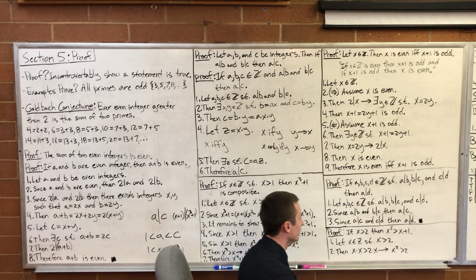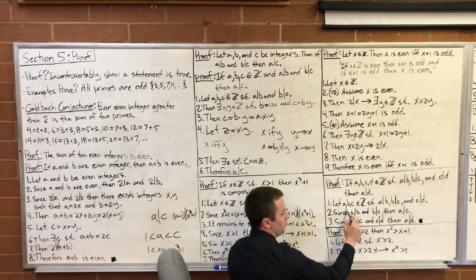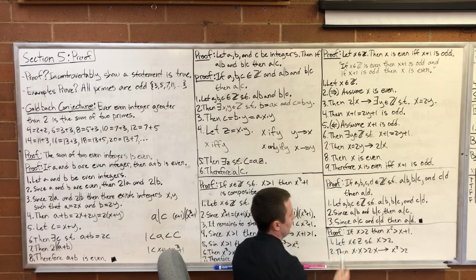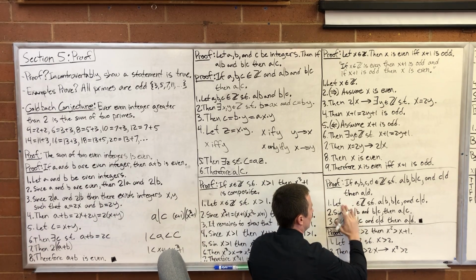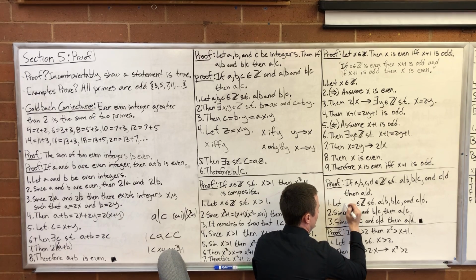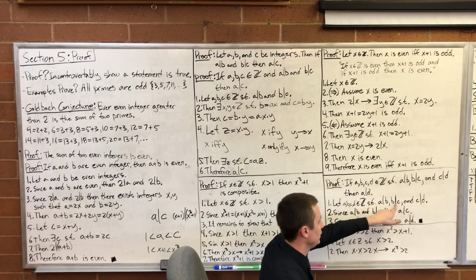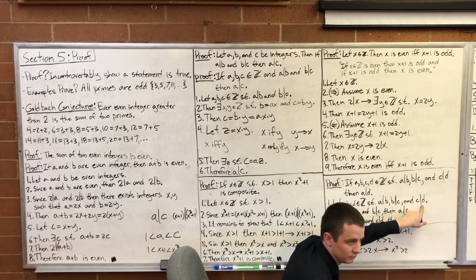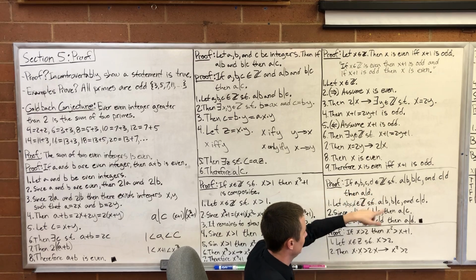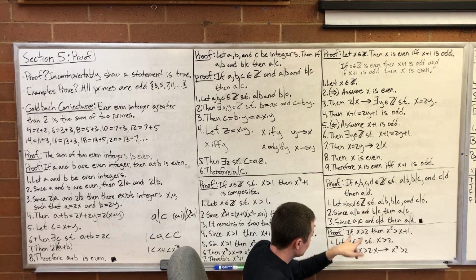Let's prove it. Let A, B, and C be integers. I missed my D. We need an A, a B, a C, and a D be integers such that A divides B, B divides C, and C divides D. Assume our antecedent. We're going to show that implies our conclusion.